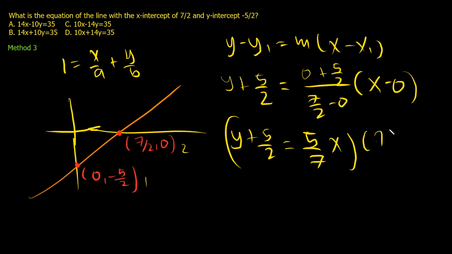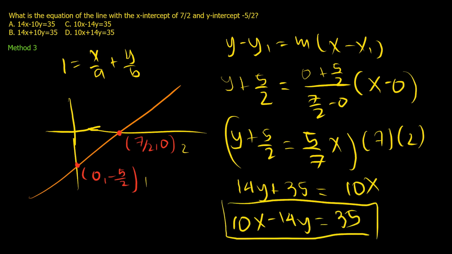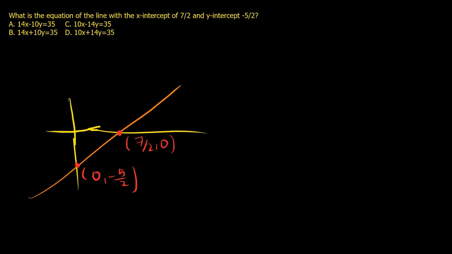Then, simplify. So, times 7 times 2, you have 14y plus 35 is equal to 10x. So, mao ba ni? I-arrange lang na to ha. You have 10x minus 14y is equal to 35. So, mao ni ang letter C gihapon. Okay, so, pwede ra gihapon. Kani gihapon ang gamiton. So, that is method number 3. Sige ha. So, method number 4. Okay, last method na ni class sa kanina problem.